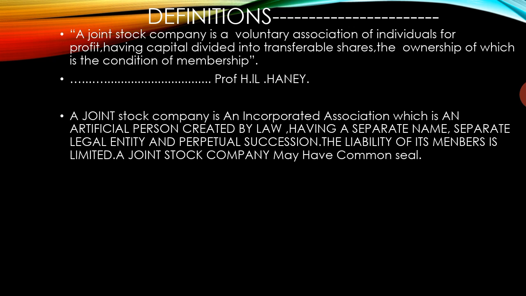A joint stock company may have a common seal, which is the official signature of the company, like any human being. So what is a common seal? The common seal is generally in circular form, and the name and symbol of the company is engraved on it. The common seal acts as the company's signature. It must be affixed on each and every document or contract of the company.